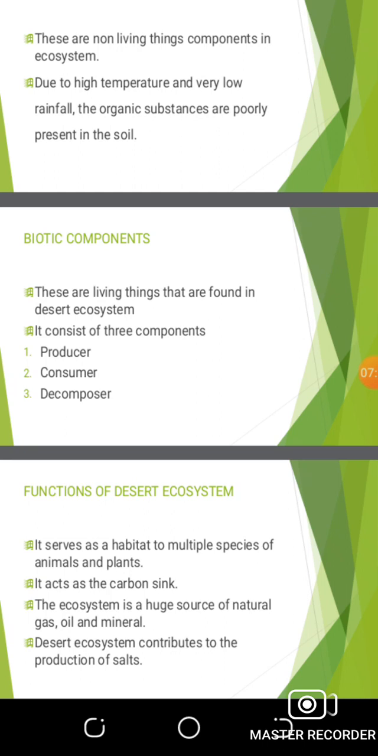There are many functions of desert ecosystem, but in this video I will give only four points. The first one is that the desert ecosystem serves as a habitat for multiple species of animals and plants. The desert ecosystem plays the role of a home for other animals like camels and zebras. They live in the desert for survival and shelter. It also acts as a carbon sink.